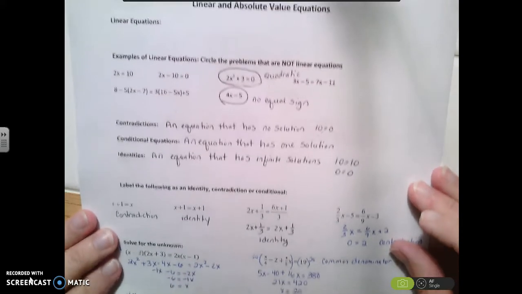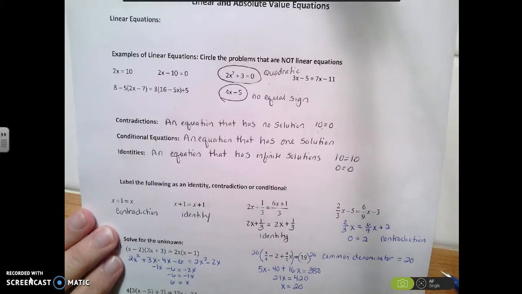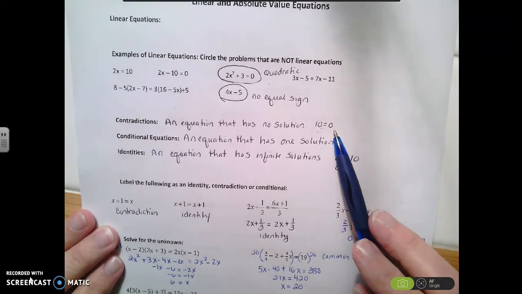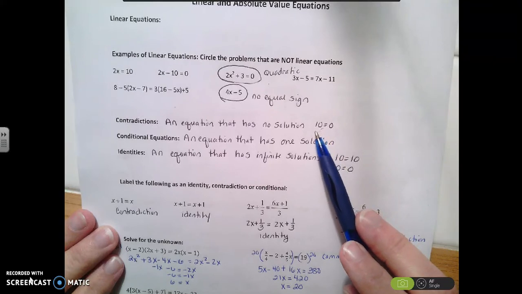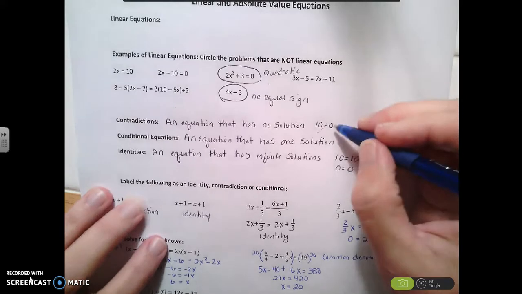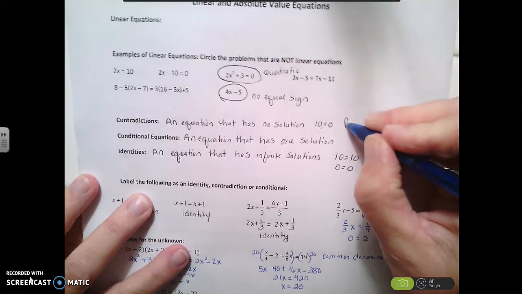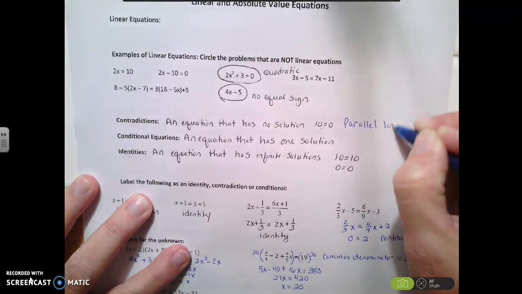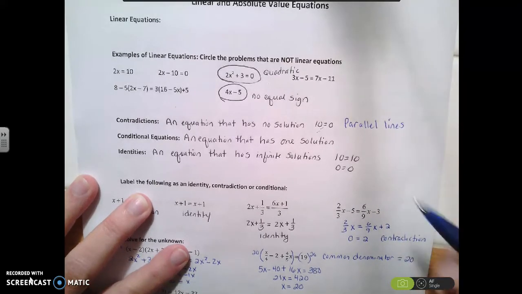A contradiction is an equation that has no solution. So, for example, it might end up being 10 equals 0, or it might end up being x equals negative x, or something like that. A contradiction, something that has no solution, also means that the lines are parallel. Anytime you have parallel lines or lines that don't touch, that's when there's going to be no solution.